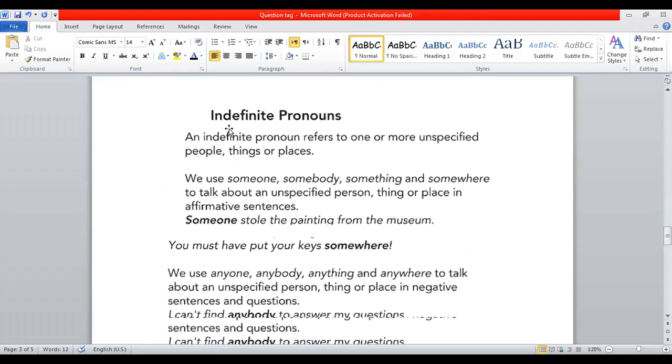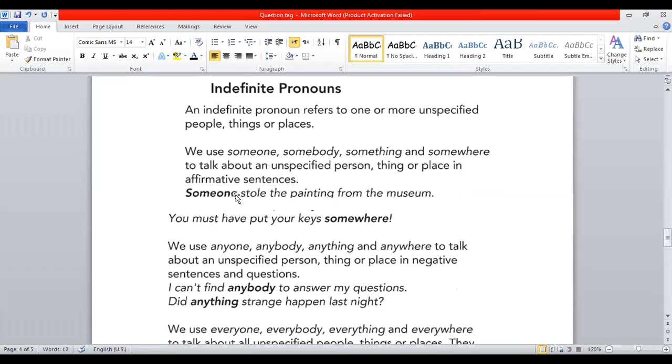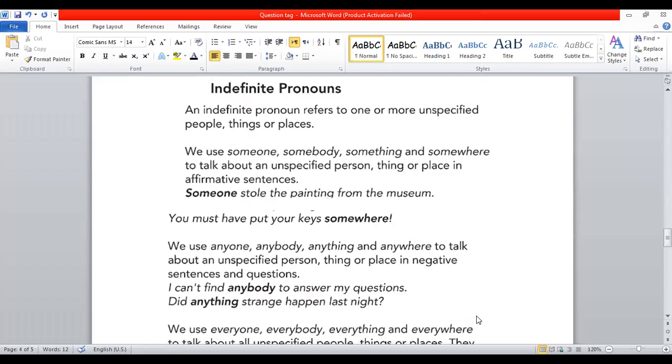The first one, after that, indefinite pronouns. An indefinite pronoun refers to one or more unspecified people, things, or places. By the way, we can use the indefinite pronouns in our everyday language. Okay, we use indefinite pronouns like someone, somebody, something, somewhere to talk about an unspecified person or thing or place in affirmative sentences.